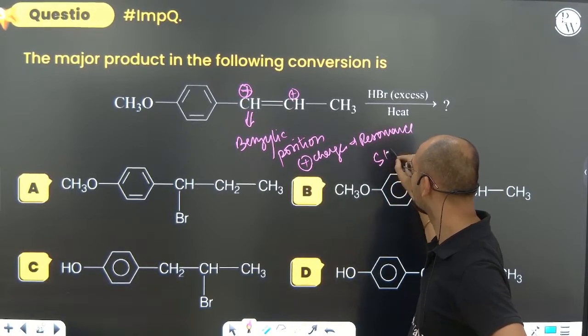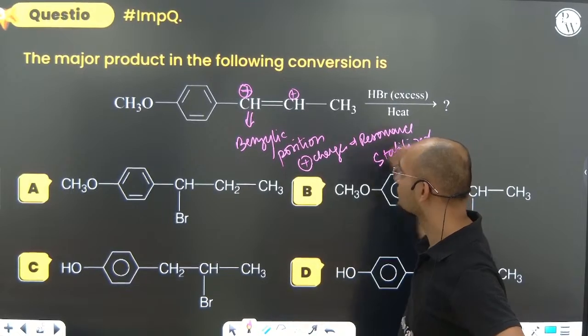Resonance stabilized. So what will happen in such a case?